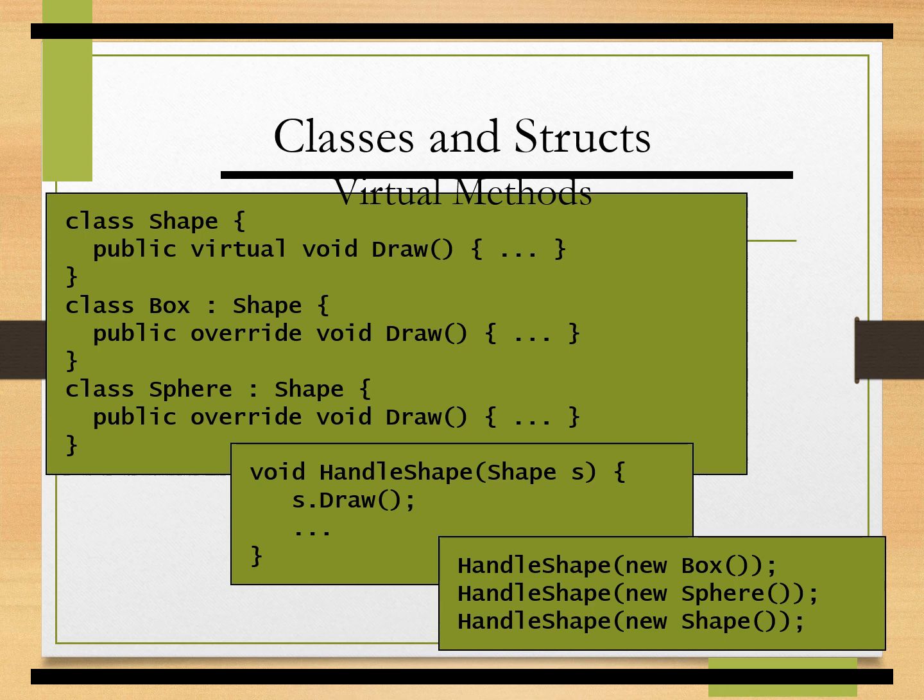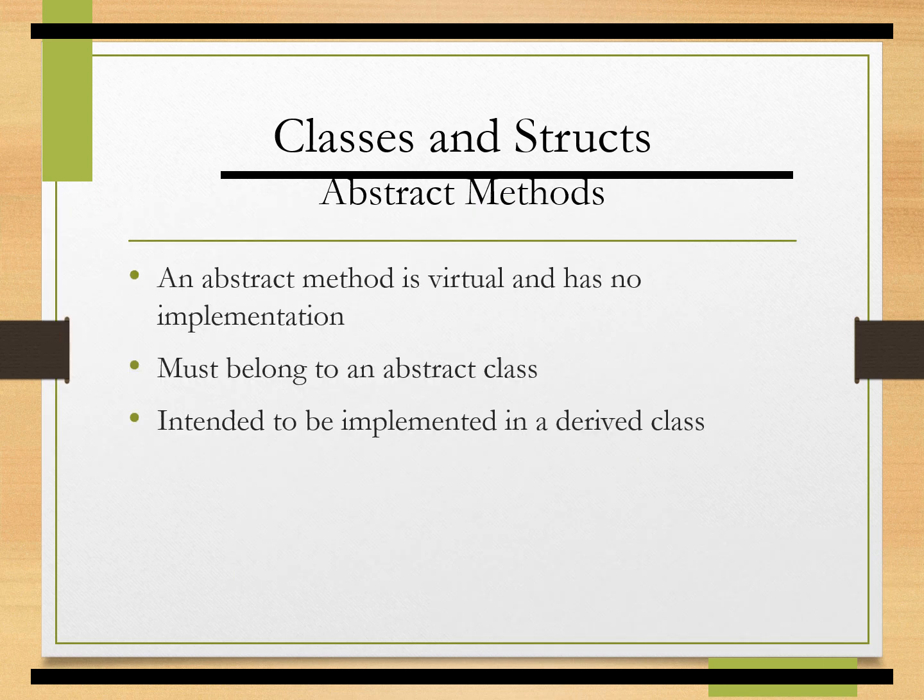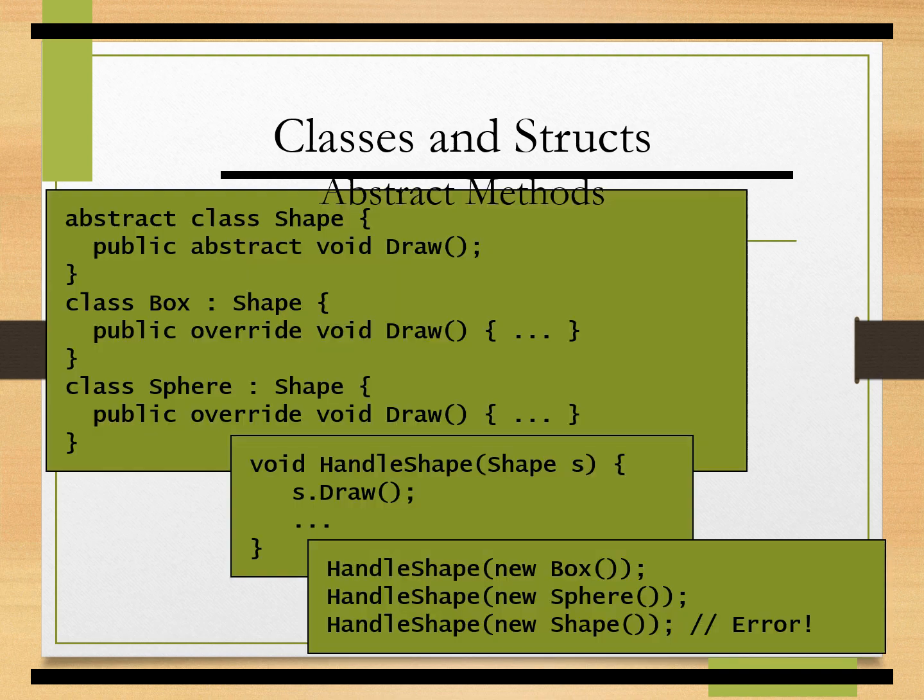Box is the derived class, and Shape is the main class. The abstract method belongs to the abstract class, and it must be implemented by derived classes. Just see an example of the class: to write the code, abstract class type, public abstract void Draw.